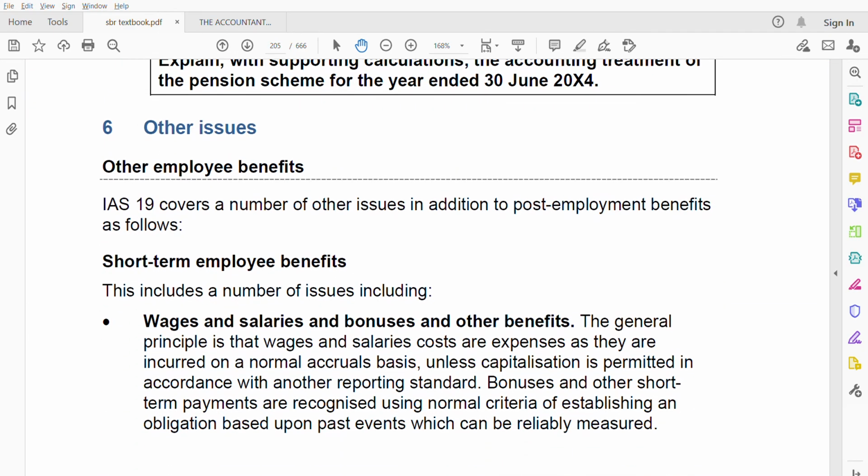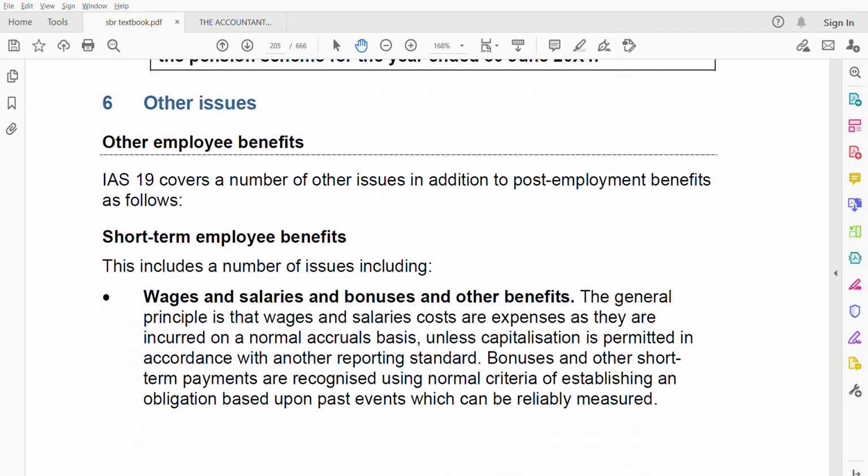Then we have other issues. From other issues onwards, we will be covering this in part 2, because what I wanted to cover relating to IAS 19, the pension benefit and all, I have covered. Now this is more than pension. These are some other benefits, other issues, which I'll be covering in part 2.